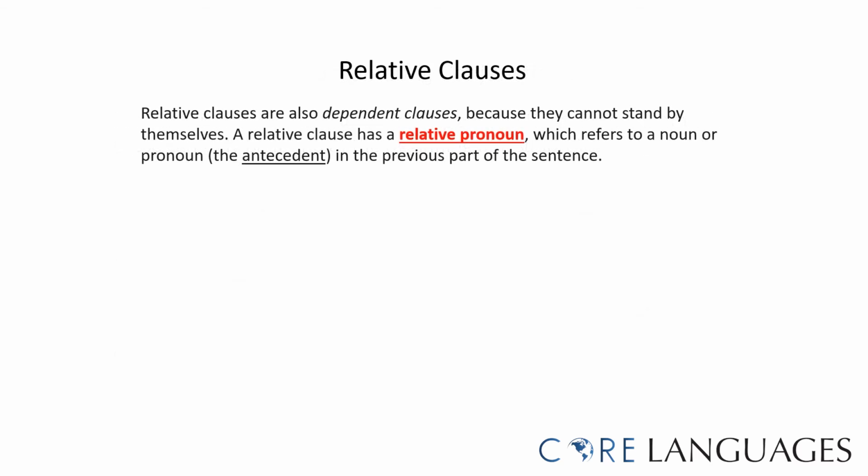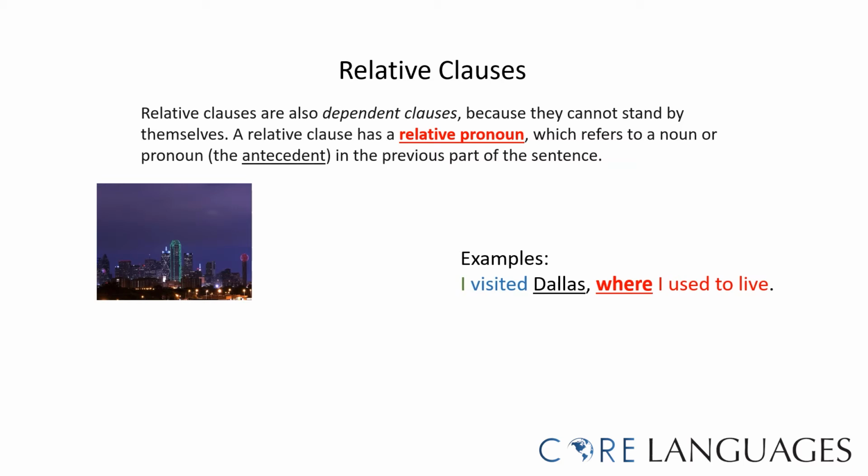Relative clauses are also dependent clauses because they cannot stand by themselves. A relative clause has a relative pronoun, which refers to a noun or a pronoun, which is considered the antecedent in the previous part of the sentence or in the main clause. For example, I visited Dallas, where I used to live. Where in this case refers to the antecedent Dallas.